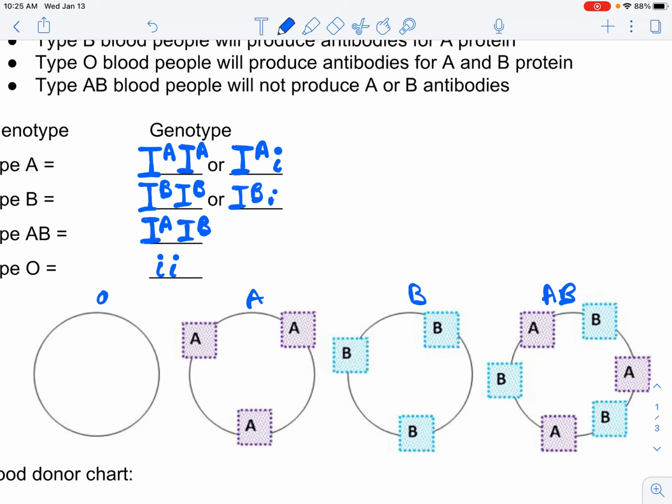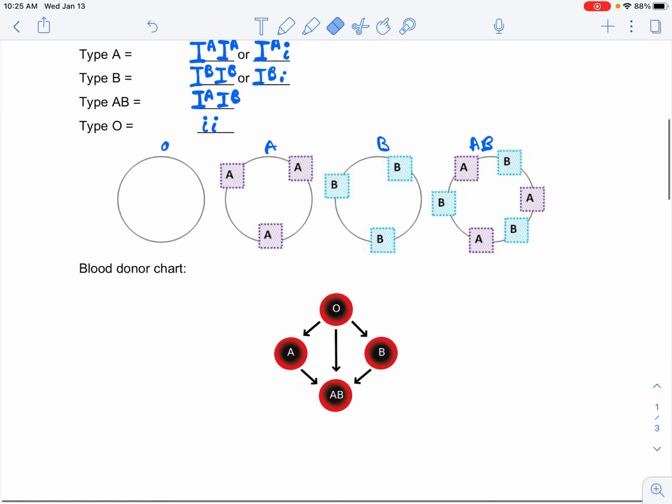If you are type O, however, you cannot receive any of those because your body would have a hard time with that. And so if you're type O, you can only receive type O blood. So O is known as the universal donor, especially O negative, talking about that other factor, the Rh factor.